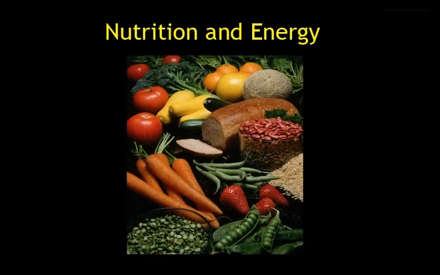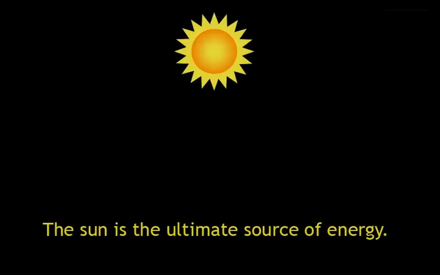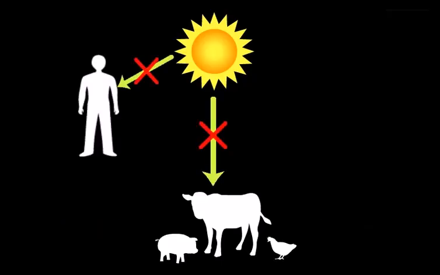Now let's take a moment to review what we've learned about nutrition and energy. The sun is our ultimate energy source. Humans and most animals cannot directly harvest the energy from the sun for biological functions and work. We must rely on the food that we eat to supply us with this energy.